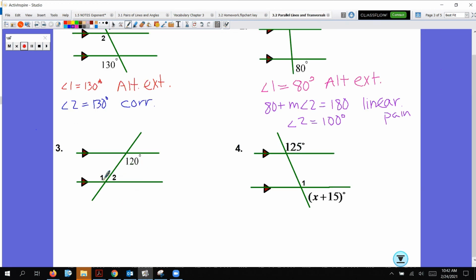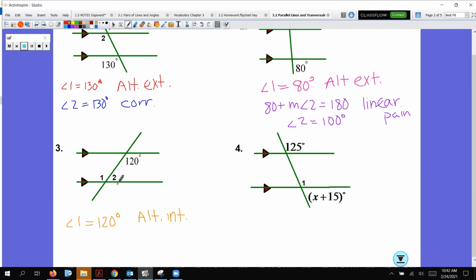Okay, so now I have 1 and 120 degrees are alternate interior. So angle 1 equals 120 degrees because it alternates in between my two parallel lines. So alt int, that will be my abbreviation, alternate interior. You can abbreviate too or you can write it out, whatever you're comfortable with.